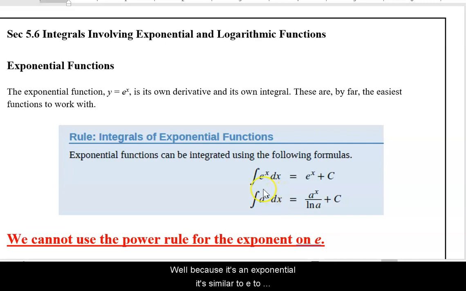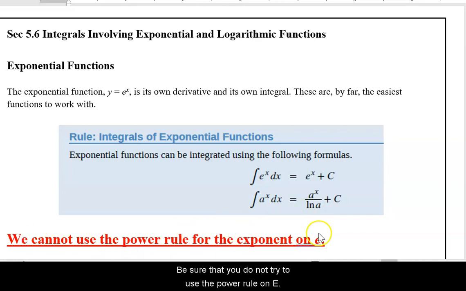Well, because it's an exponential, it's similar to e to the x, which means that you do get the integral of a to the x. But to compensate for the fact that the base is not Euler's number e, you must divide by the natural log of the base, which is a.